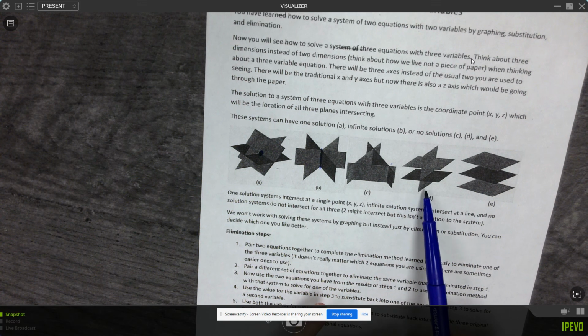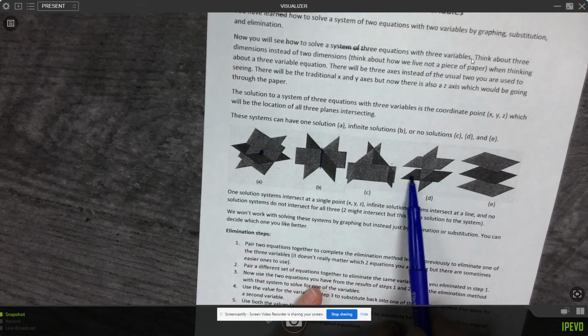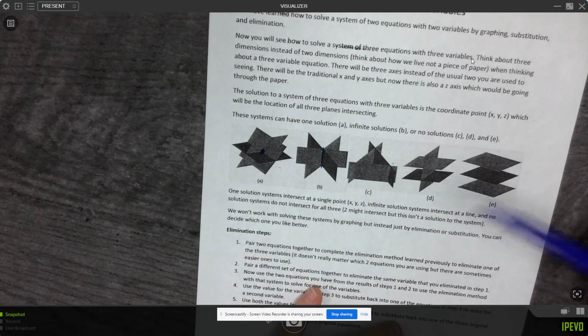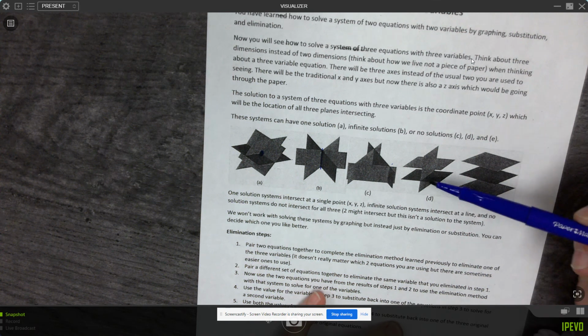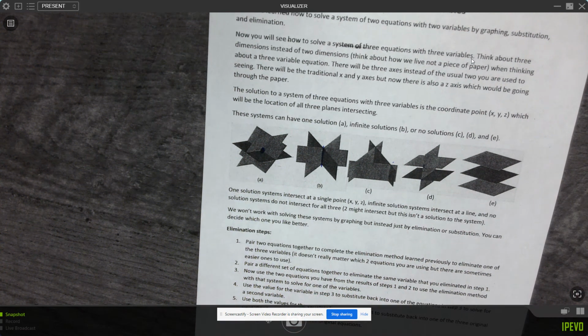One that you could visually see here, this is like the ceiling and the floor and any wall around my room. The ceiling and the floor are never going to intersect. The wall intersects with the ceiling and with the floor, but not all three things intersect. So that's another no solution.